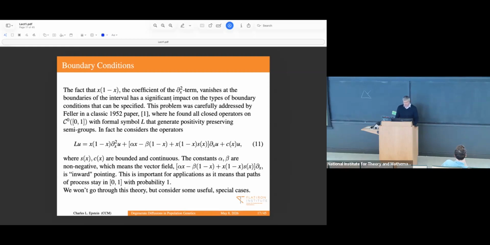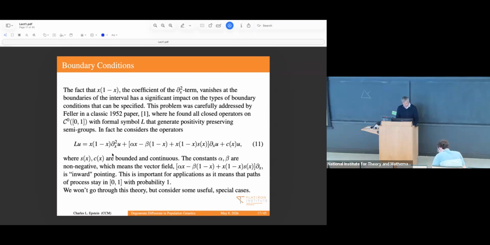The one-dimensional case had been studied to some extent in a very classic paper written by Feller in 1952. He asked himself the question, suppose I have a differential operator like this one, even a little bit more generally. What are all the ways that I can define a closed operator on a Banach space with this formal symbol so that the closed operator generates a positivity-preserving semigroup? And he also asked about the adjoint semigroup. What does it look like? And is it generated by the adjoint operator? He completely solved this problem for this class of operators. A very remarkable paper.